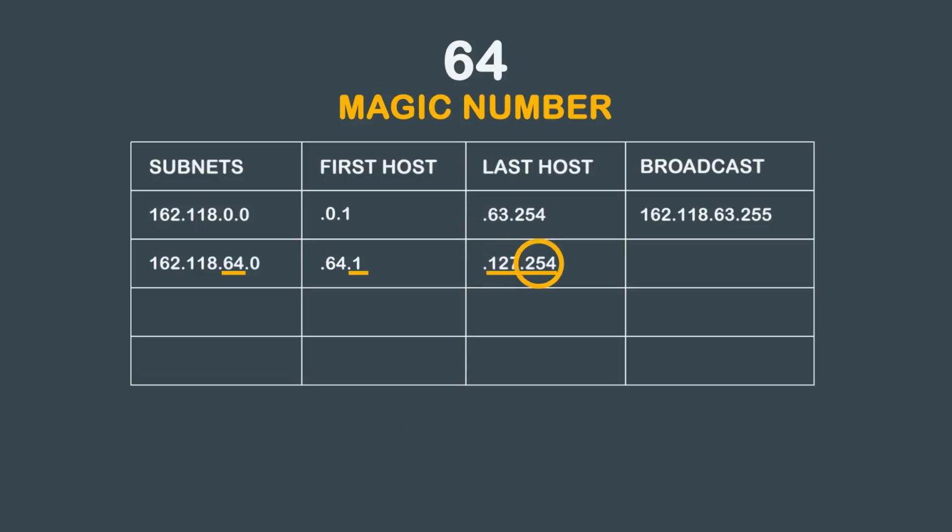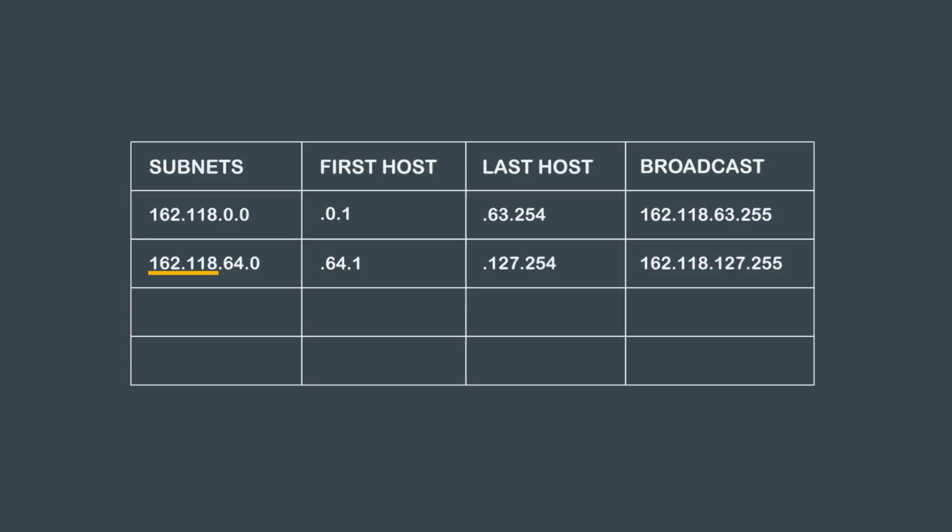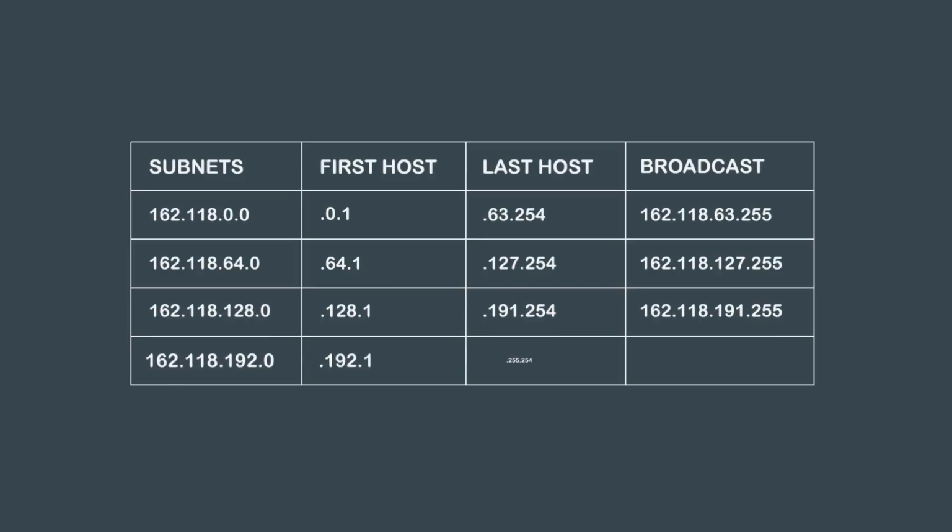Again, we will use 254 in the last octet so we can account for the broadcast address. Our last host is 162.118.127.254. Our broadcast is 162.118.127.255. Repeating this process for the last two subnets, all of our valid subnets are now in the chart. The answer to question 4 is 162.118.0.0, 162.118.64.0, 162.118.128.0, and 162.118.192.0.